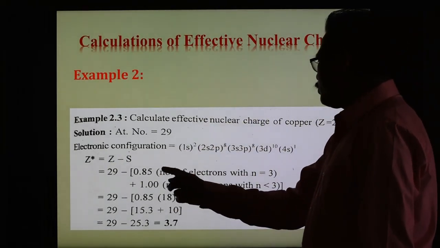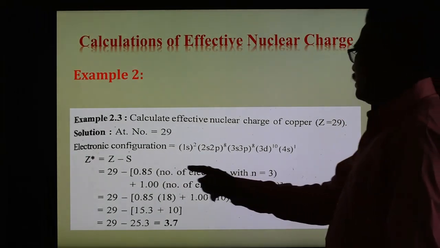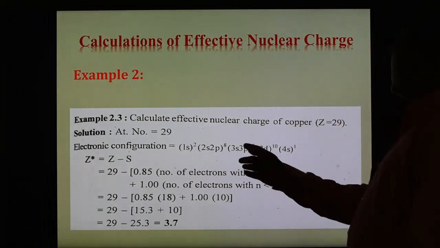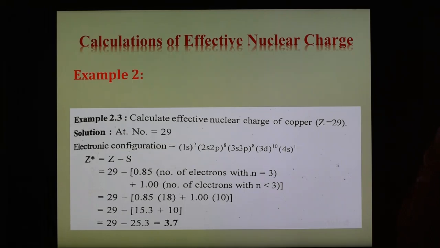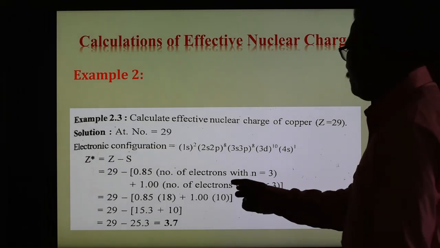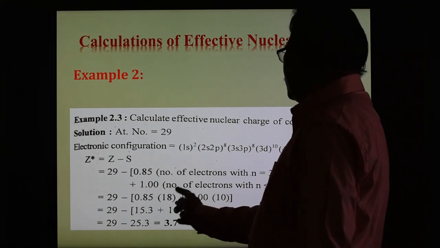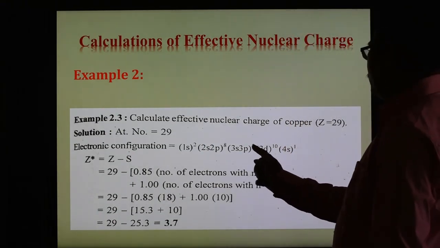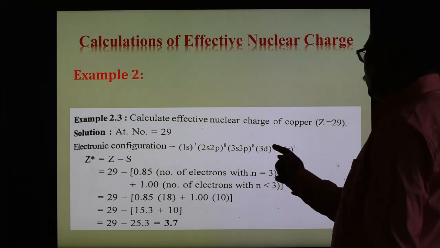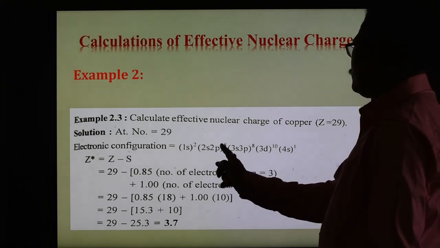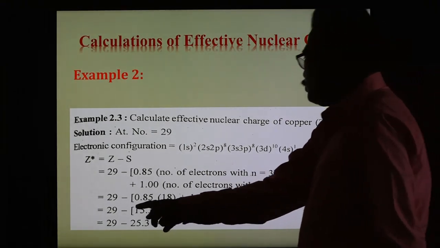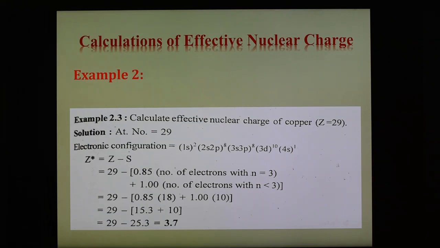So 0.85 into the number of electrons with n equal to 3, plus 1 into the number of electrons with n less than 3. This is n minus 1, and for n minus 2 and lower the contribution is 1. So we write it in this way: 0.85 into the number of electrons with n equal to 3, which is 18 (3s, 3p and 3d: 2, 6 and 10), and 1 into the number of electrons with n less than 3, which is 2 and 8, so 10. Do the multiplication, and we get 29 minus 25.3 equals 3.7. So 3.7 is the effective nuclear charge for copper.